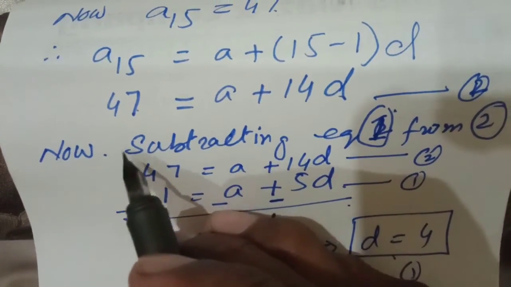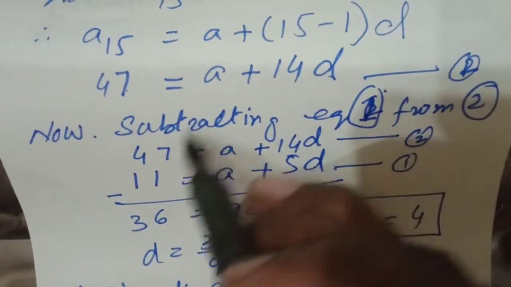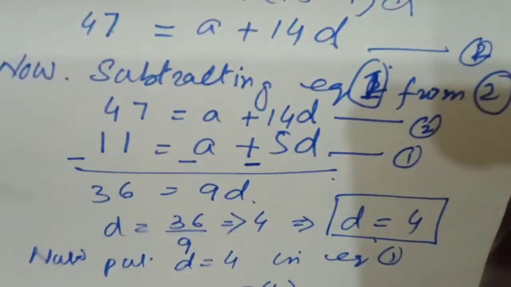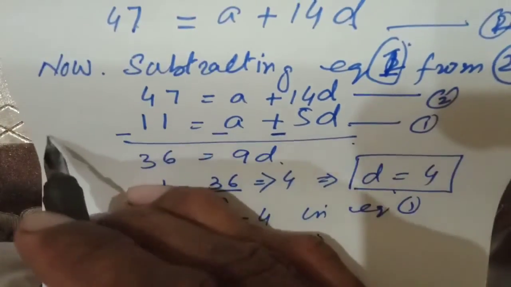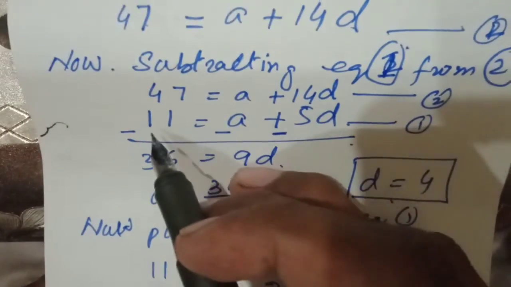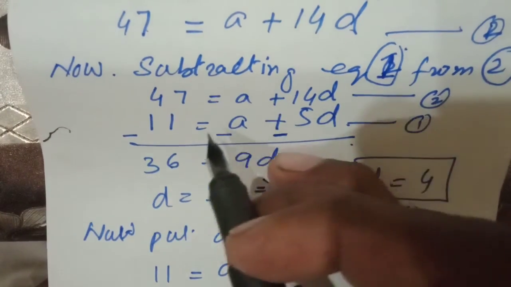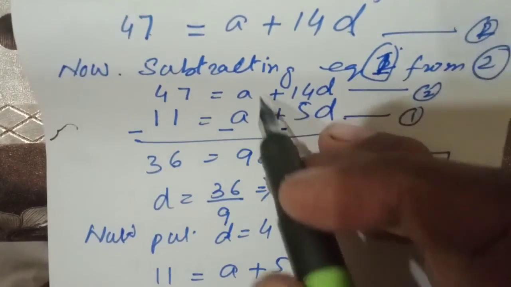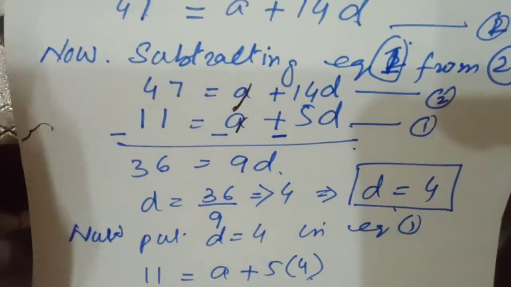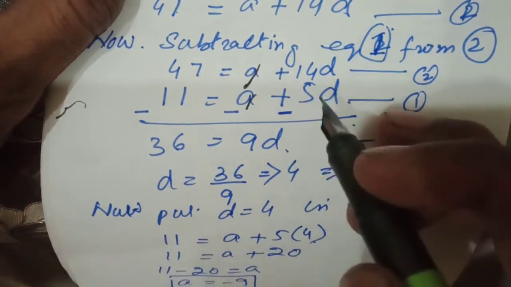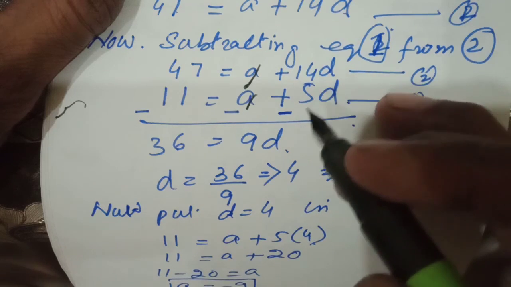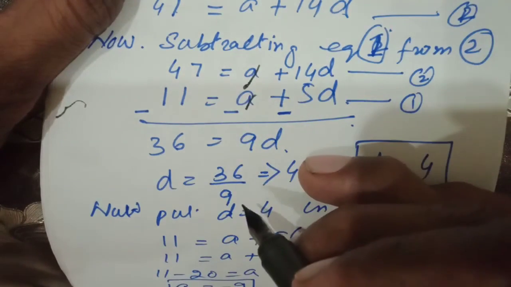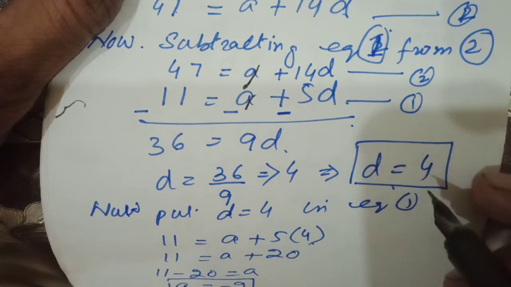Now I am going to subtract your first equation from your second equation. The second equation is 47 = a + 14d, and equation 1 I have written here. Subtracting this equation, changing the signs, a is cancelled, and for d, 14 minus 5, it is 9d, and 47 minus 11 is 36. Now dividing by 9, d is equal to 4.